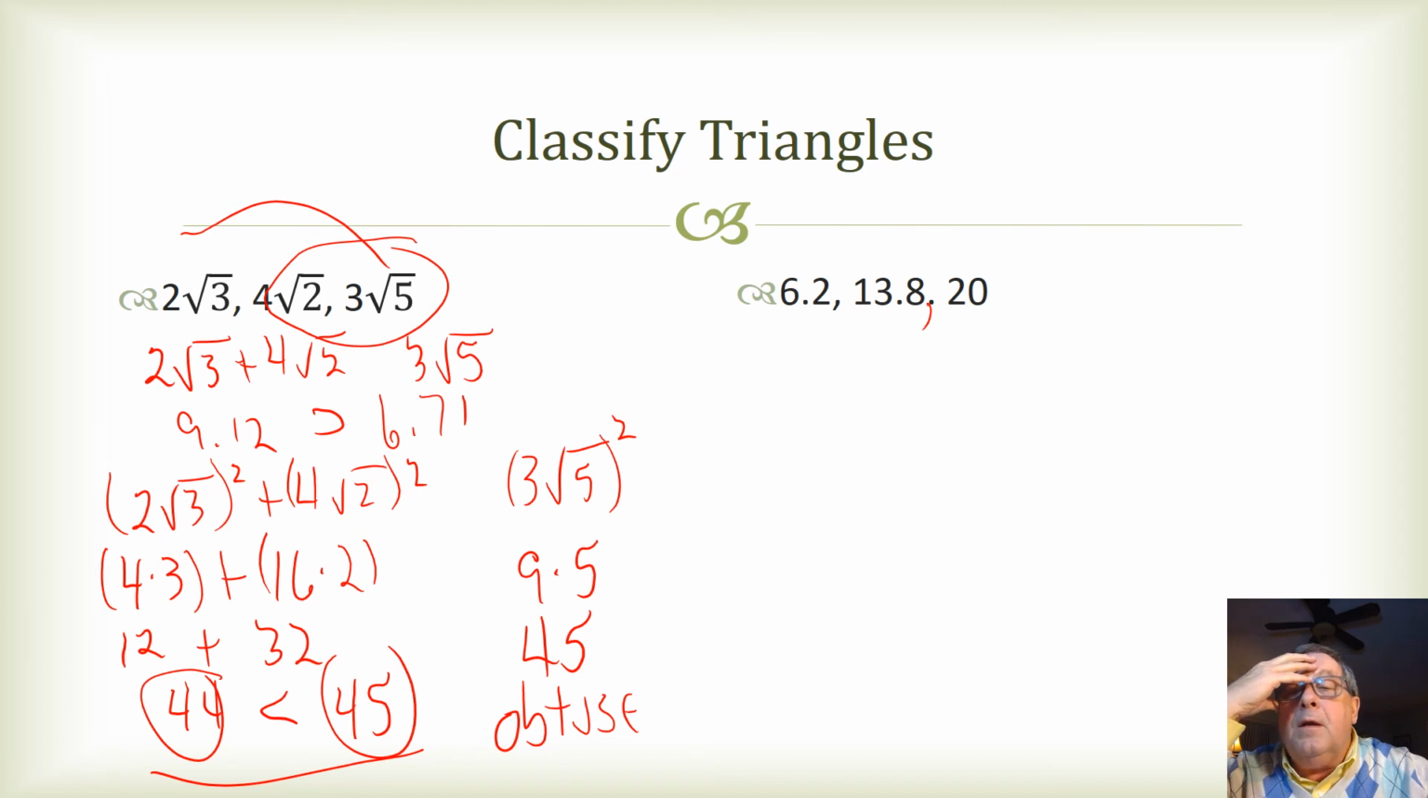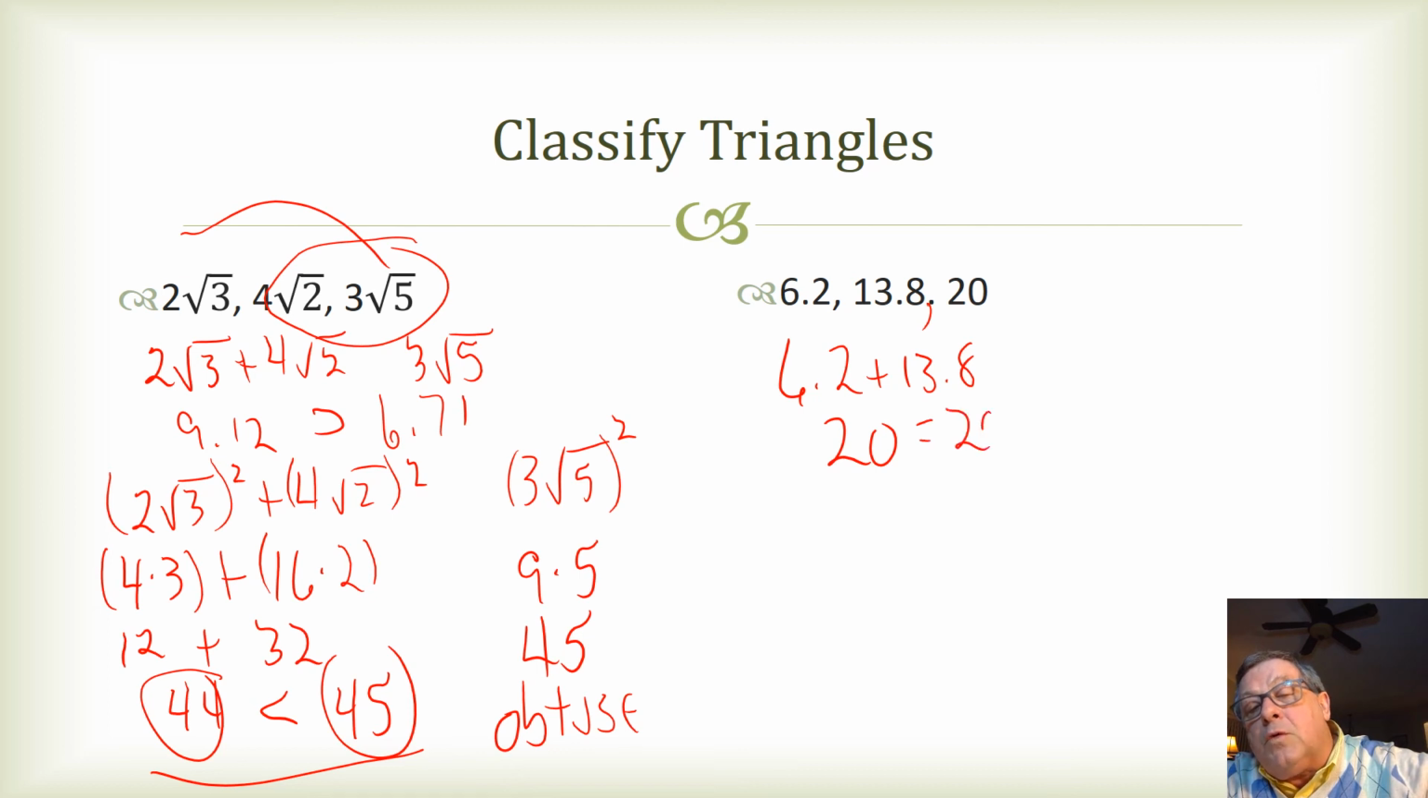Okay. All right, well, let's see. Let's test it to see if this is even a triangle. Well, 6.2 plus 13.8. Well, that is actually 20. And so that'd be 20 equals 20. Well, any two sides, according to the triangle inequality theorem, any two sides must be greater than the third side. And 20 is not greater than 20. 20 equals 20. So no, this is not a triangle.